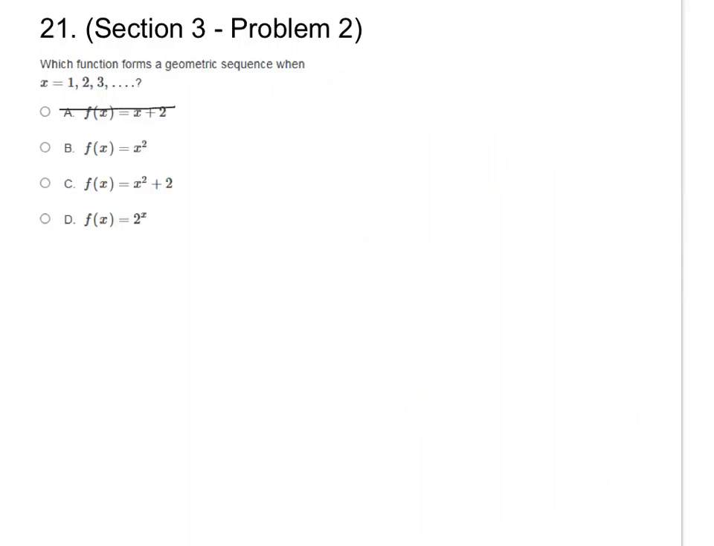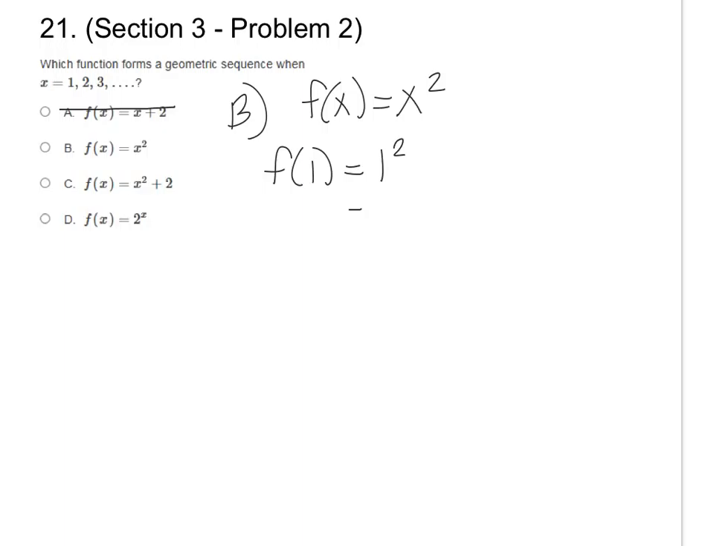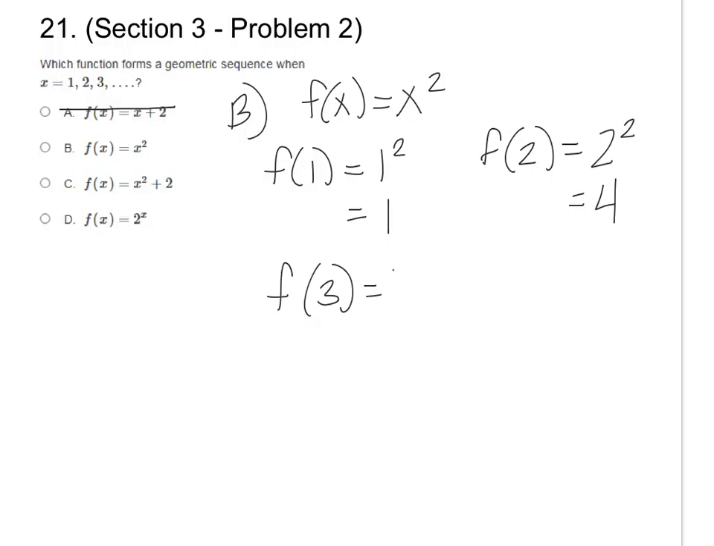So next we'll look at B and see if this is geometric. So for B, I have f of x is equal to x squared. I'm going to plug in 1 for x first, and I get 1 squared, which is equal to 1. And then I plug in 2 for x, so f of 2, I get 2 to the second power, and I get 4. And then when I plug in 3, 3 to the second power, I get 9. So the first three terms of my sequence are 1, 4, 9, and again that would continue.